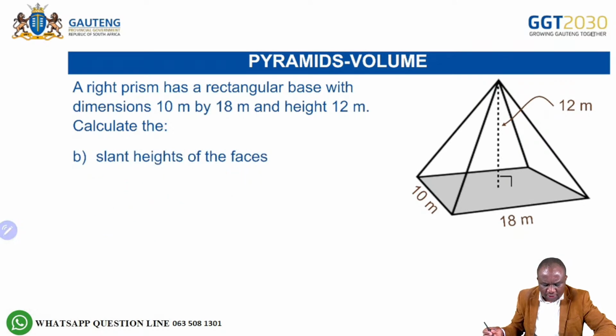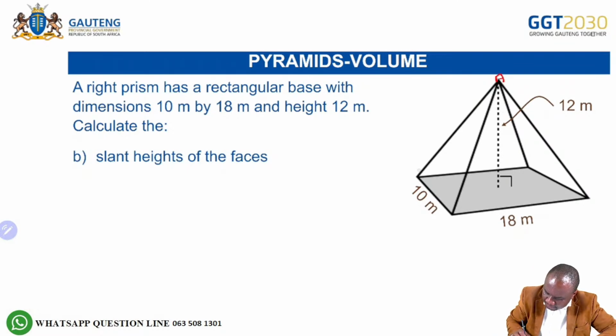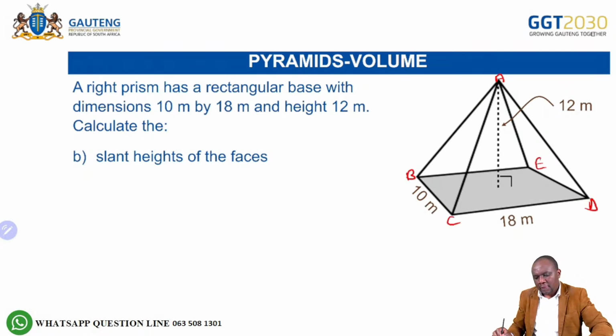B says, calculate the slant height of the faces. Now, the slant heights are going to be different, because if you check, these triangles are not the same. Let me just name the vertices here: this is A, then B, C, D, E. Triangle ABC is the same as triangle AED, but it is not the same as triangle ACD. ACD will be the same as ABE.